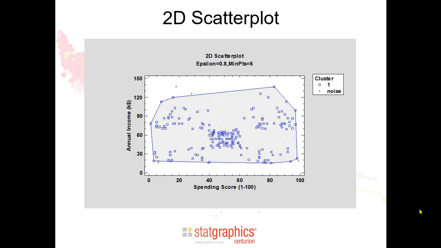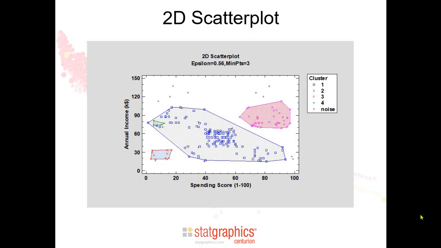In order to find more interesting results, I started experimenting with different values of epsilon and different values of min points. One of the more interesting results I found was when I set min points to 3 and epsilon to 0.56. In that case, DBSCAN created 4 clusters and labeled 19 observations as noise.